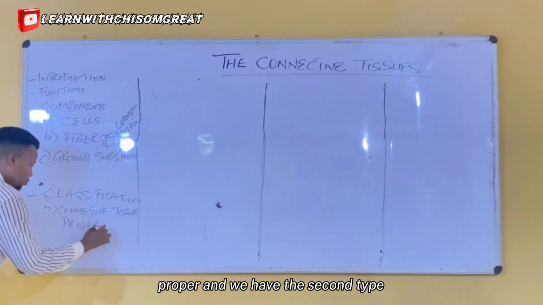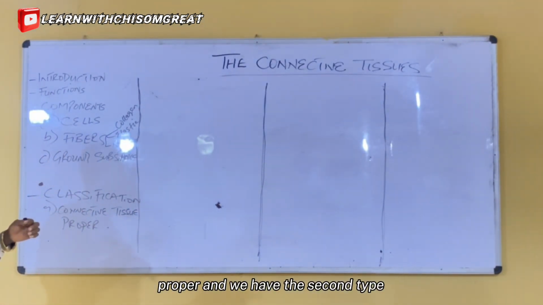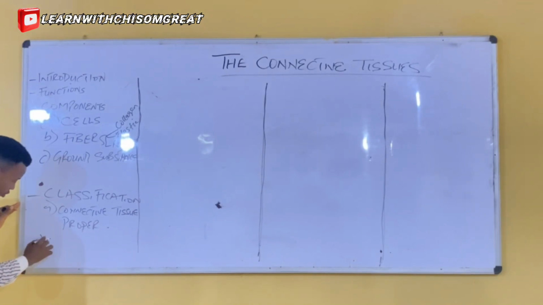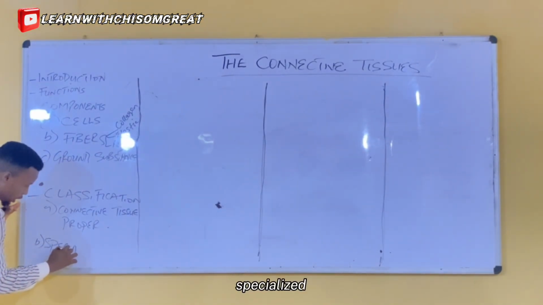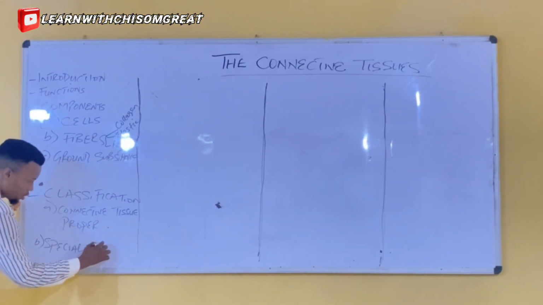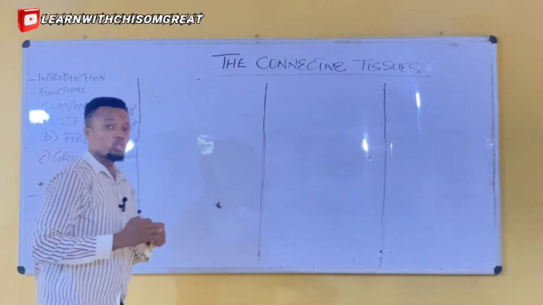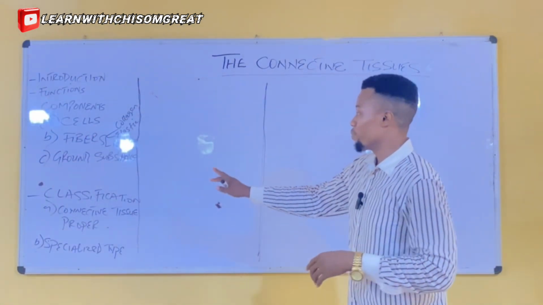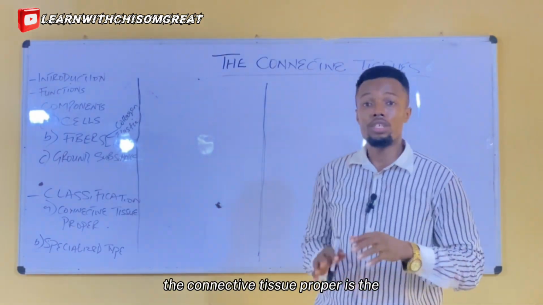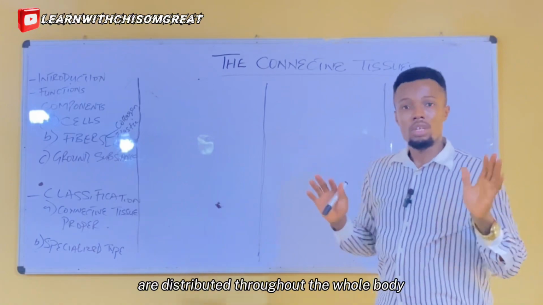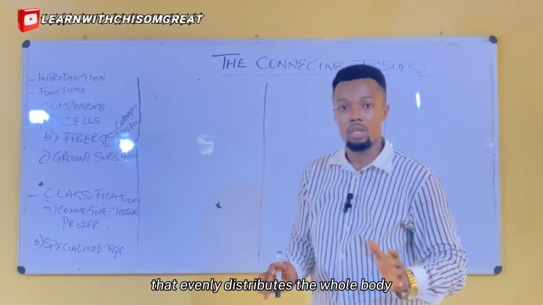And we have the second type, which is the specialized type of connective tissue. So, like I said, the connective tissue proper is the type of connective tissue that is distributed throughout the whole body. They are evenly distributed throughout the whole body.